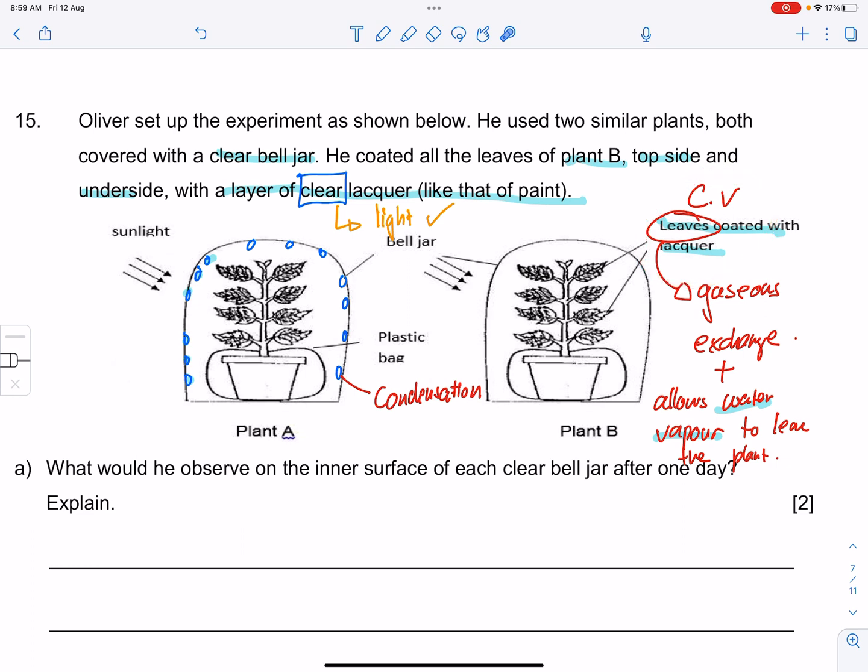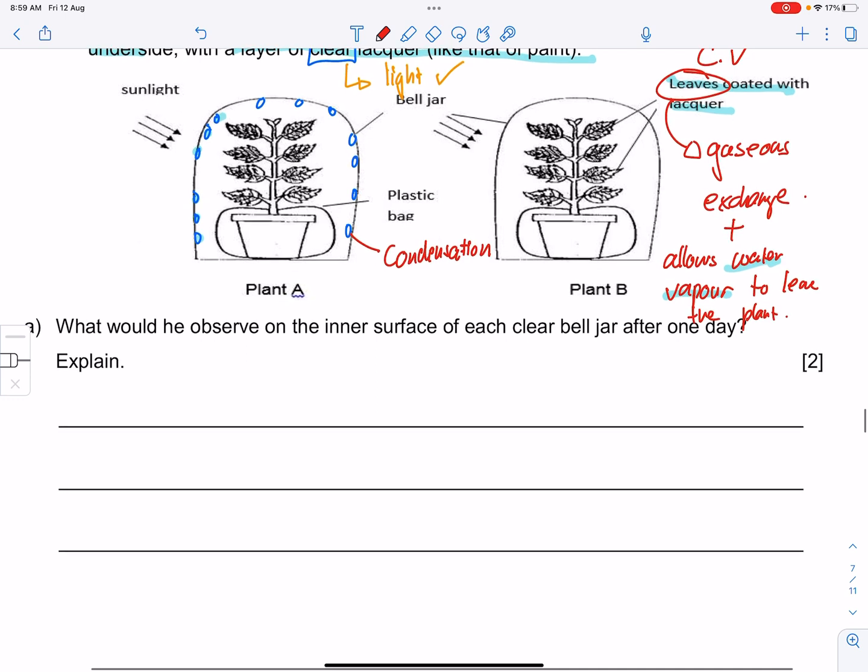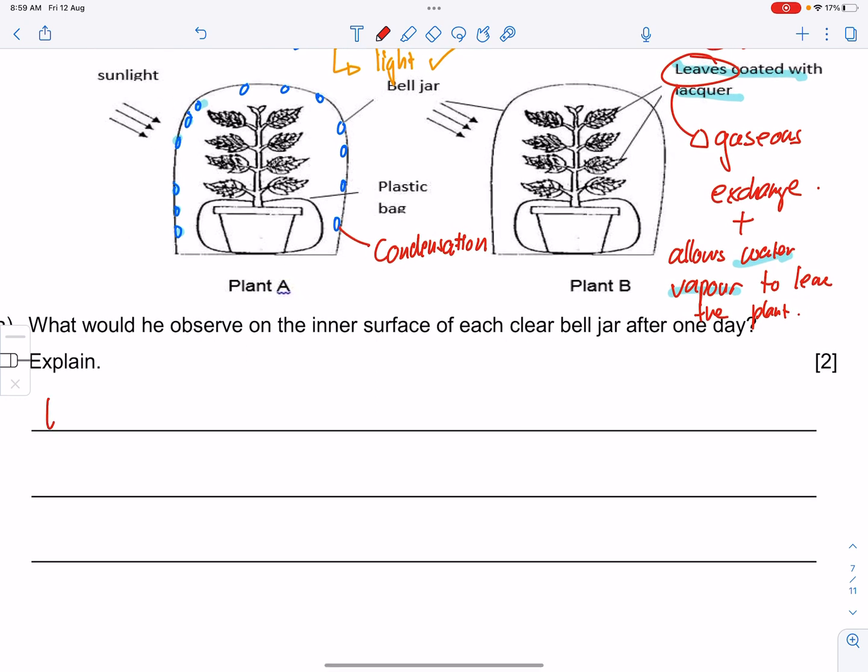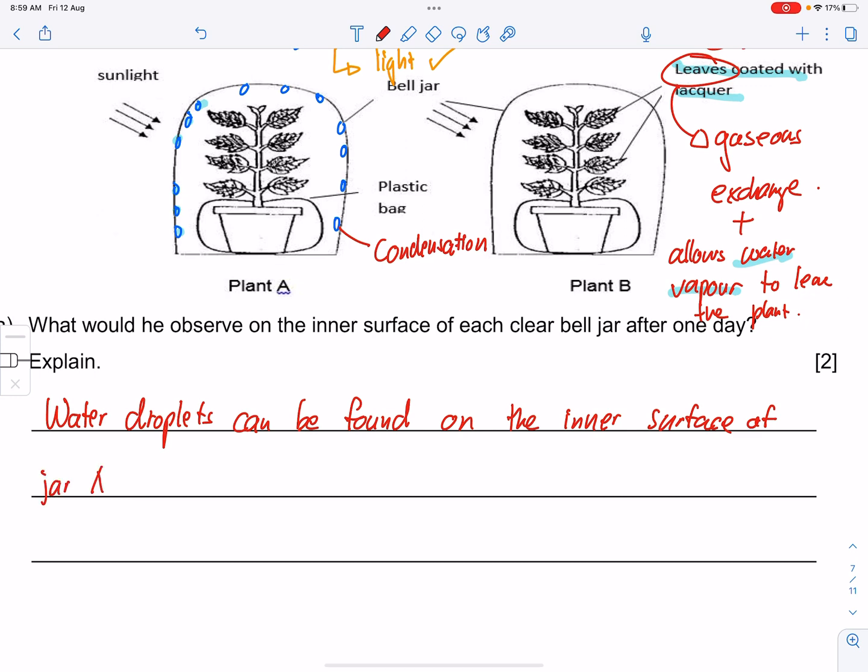So please check your answers. I put there a misconception if you tell me that photosynthesis causes water vapor to be formed. That's wrong. So how do we craft this? So we can say that water droplets can be found on the inner surface of jar A, but not for jar B.